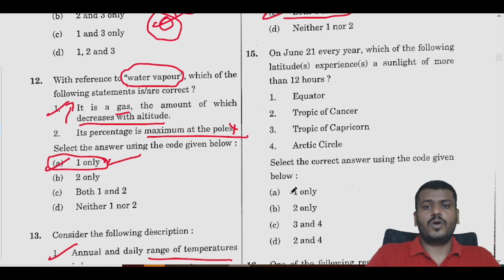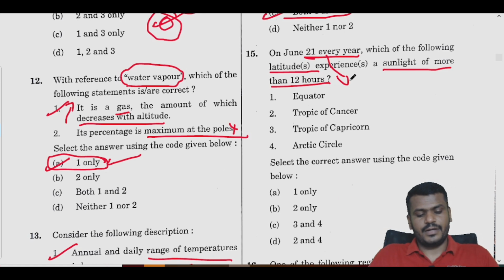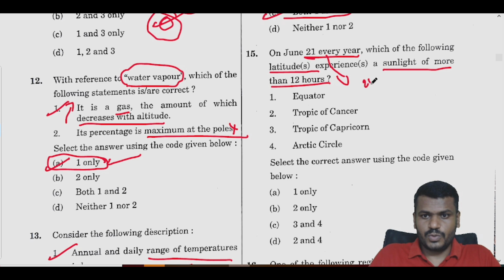Next, on June 21st every year, what do we celebrate? Definitely Yoga Day. Which of the following latitudes experiences sunlight of more than 12 hours? Definitely in India we experience this, and that's why on 21st June we celebrate Yoga Day, because that is the longest day also. If you look at the Arctic Circle, this doesn't happen. Tropic of Capricorn, this doesn't happen.